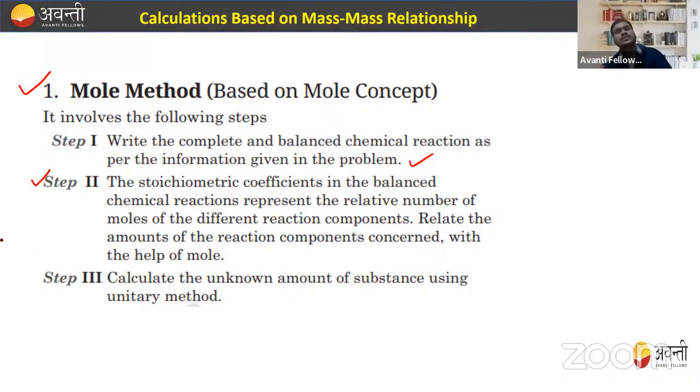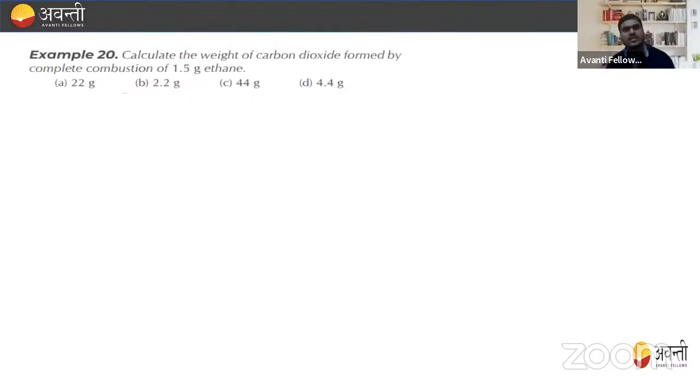The second step: the stoichiometric coefficients in the balanced chemical reaction represent the relative number of moles of the different reaction components. Relate the amount of the reaction component concerned with the help of moles. Now calculate the unknown amount of the substance using the unitary method, like 1 mole requires this much of this, so 2 moles require this much of this. So just by knowing the unitary method, you can calculate. So this is a very simple question.